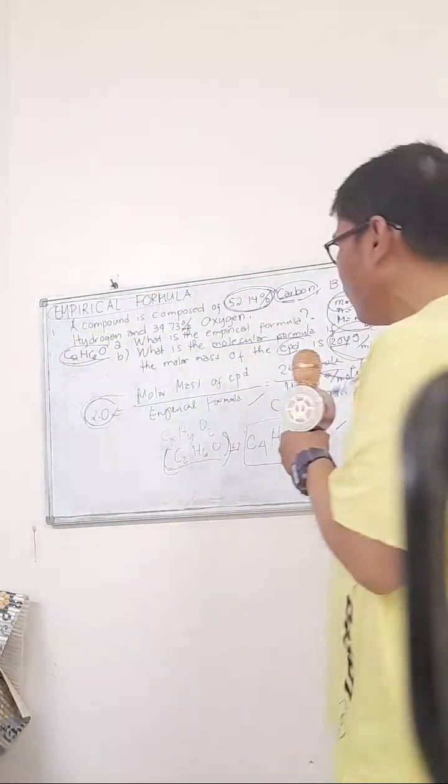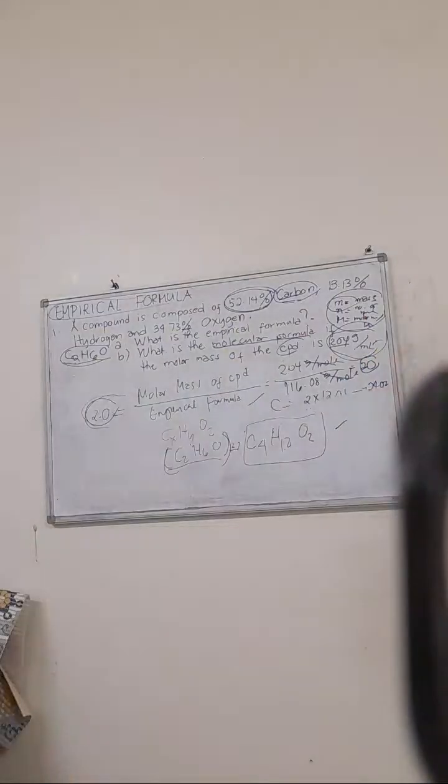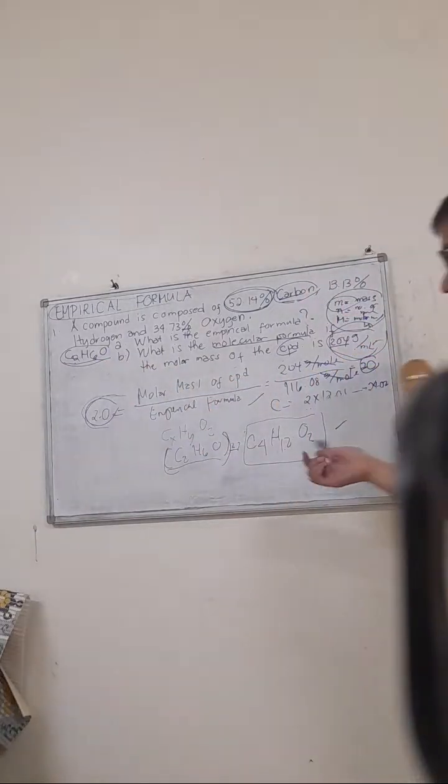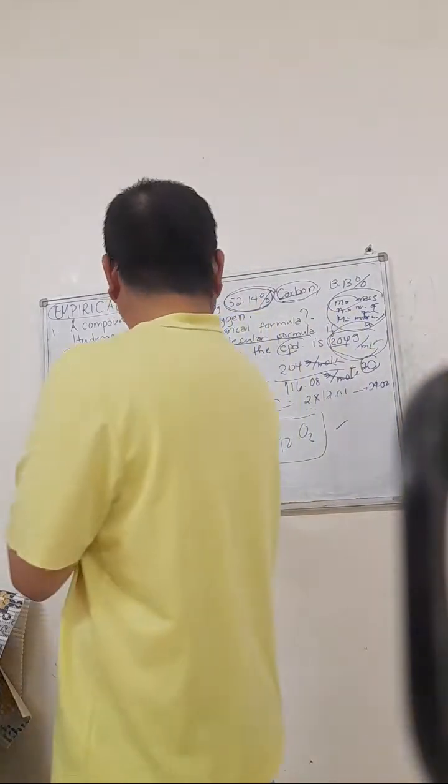Okay? So your molecular formula is always greater than your empirical formula. That's the theory behind it. Because once your molecular formula has fewer moles compared to your empirical formula, then you are wrong. Okay, things like that, no matter how hard you try.